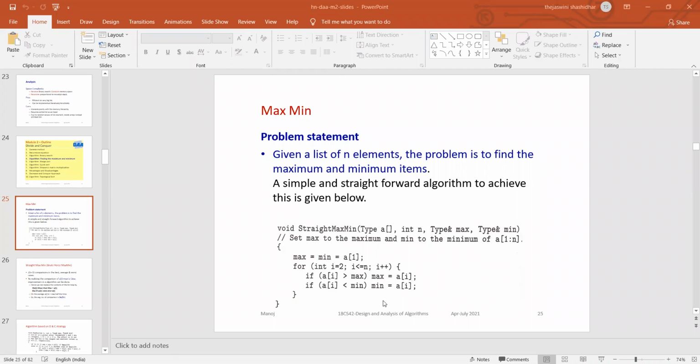So this is the straight max min method. Okay. So what is the case you are following? You are assigning the first element as minimum as well as maximum. And you are starting the comparing from the second element up to the last element. If the second element is greater than max, max means it is the larger element, max is equal to A of I. If the second element, that is A of I, is less than min, min is equal to A of I. So this is the straight max-min algorithm.